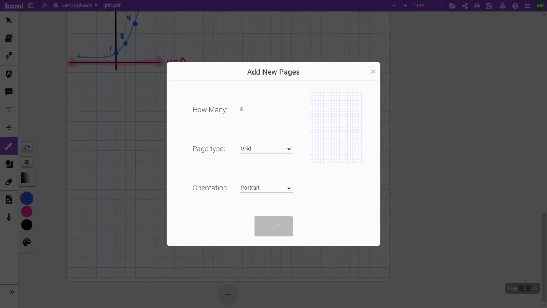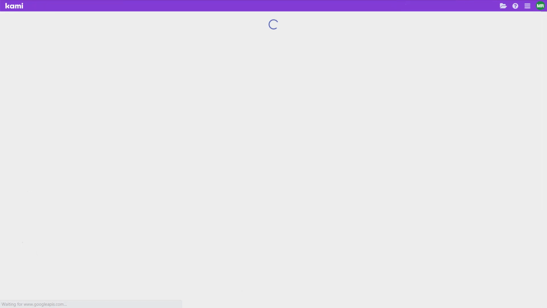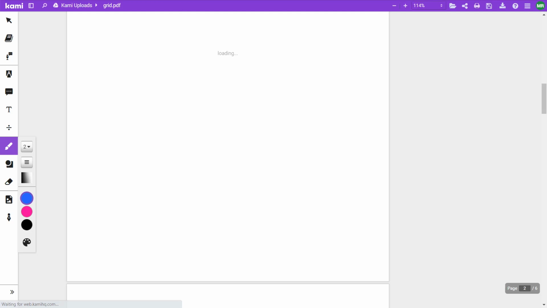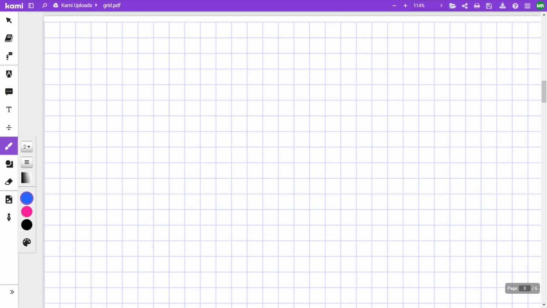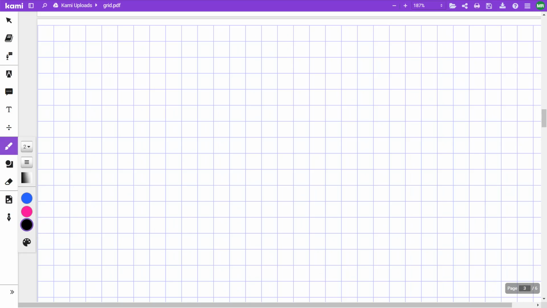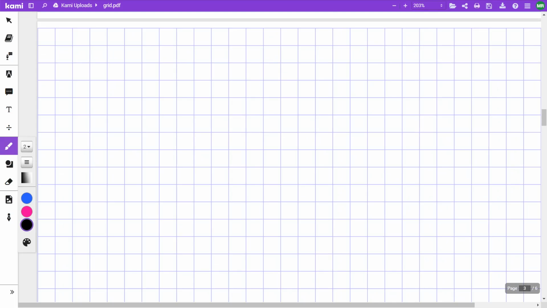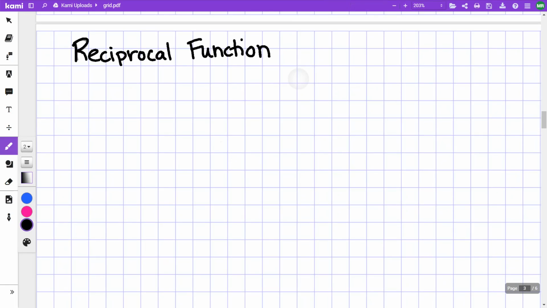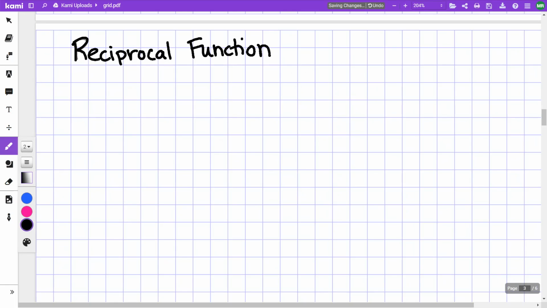Okay, so the next one I'm going to do is a reciprocal function. So again, you're going to be writing this on your paper, the line paper part. This is called a reciprocal function. And our basic equation for this is y equals 1 over x. That's our basic equation.